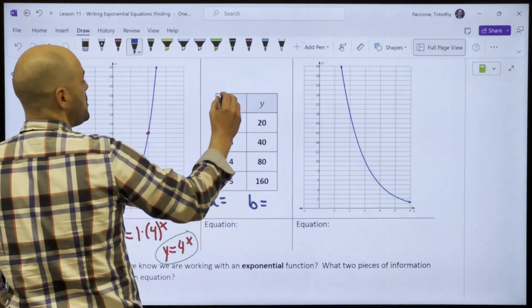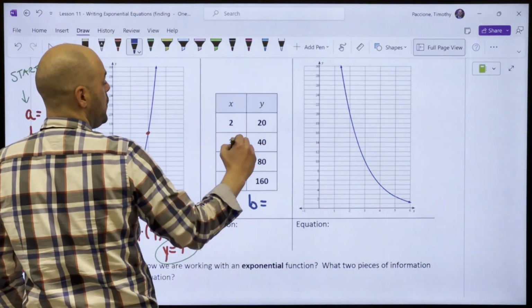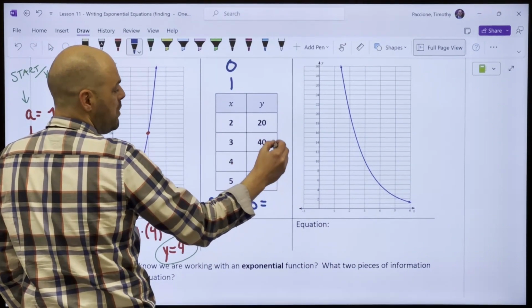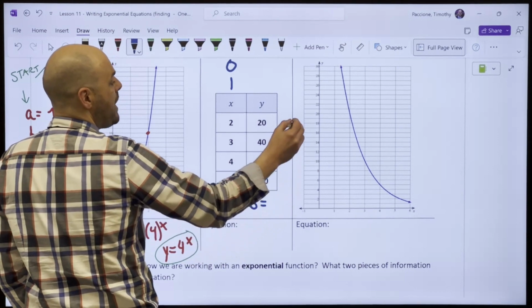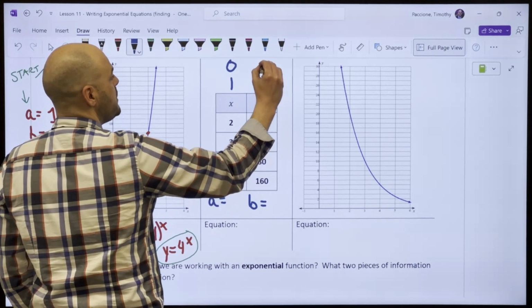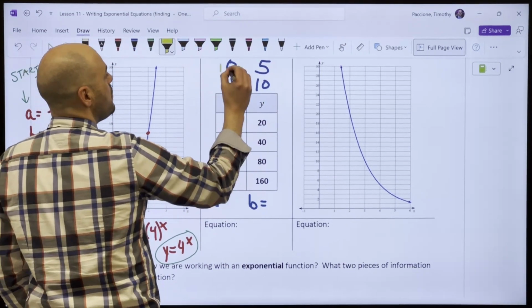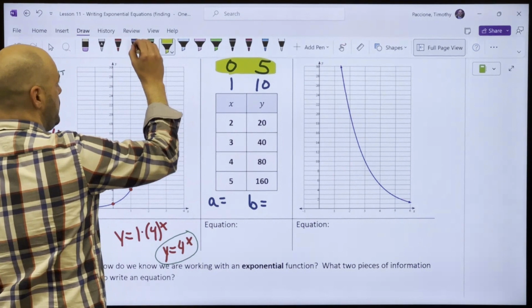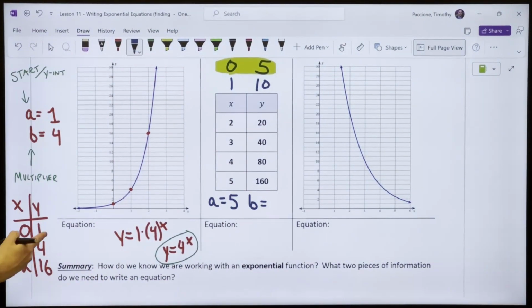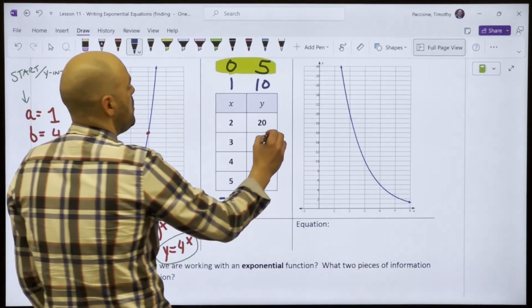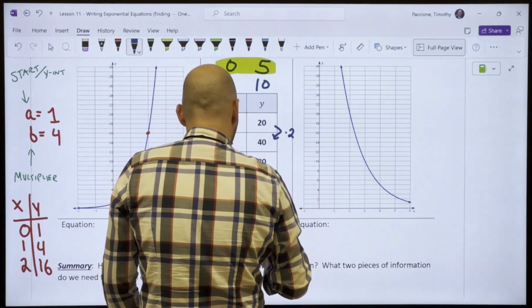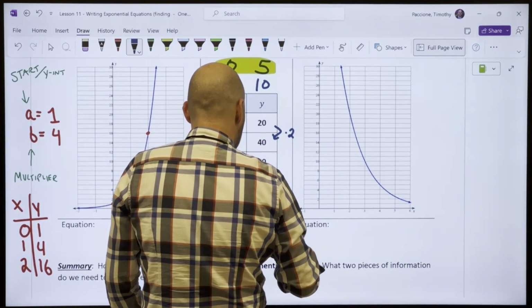So we're going to go backwards. We're going to go up to 4, 3, 2, 1, 0. And then we know that this to go down was multiplying by 2. So to go backwards, we would divide by 2. 20 divided by 2 is 10 divided by 2 is 5. And now we have our y-intercept. We have our a value, right? So our a is 5. And our b is our 2 because we're multiplying by 2. Okay? So y equals 5 times 2 to the x.